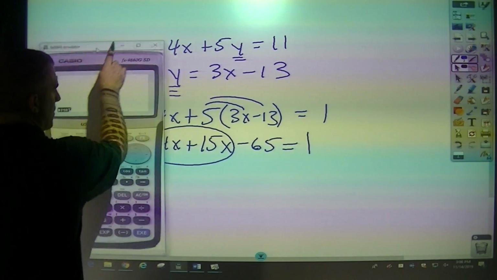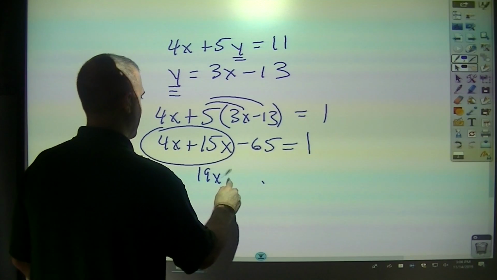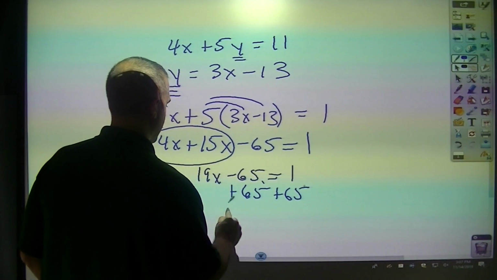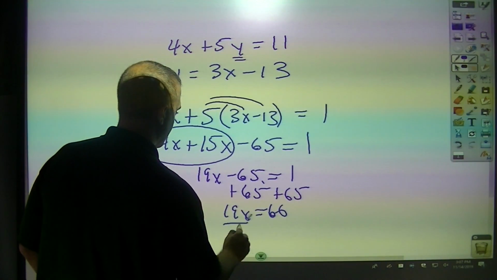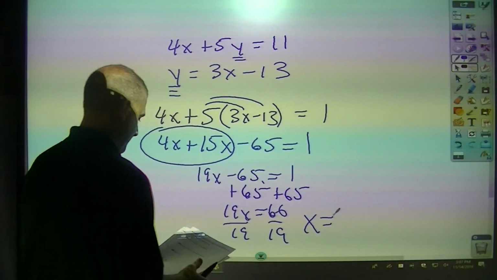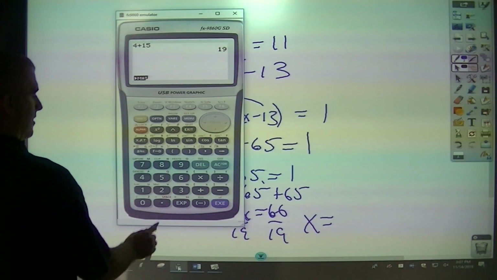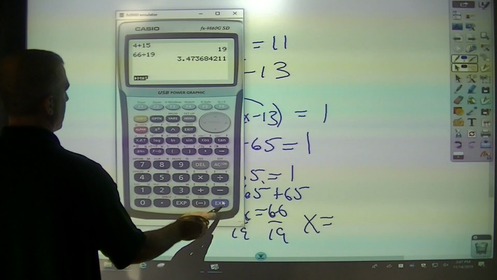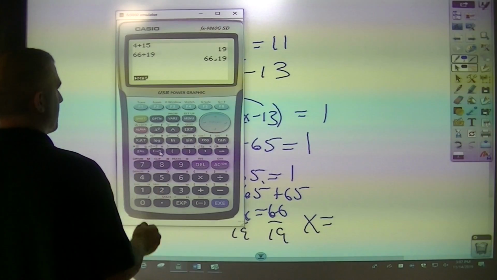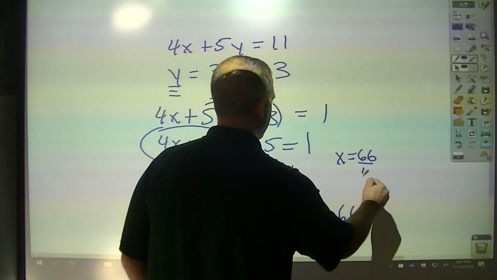Okay. So my like terms here are 4x and 15x. So that's 19x minus 65 equals 11. I add 65 to this side. So I got 19x equals 66. Divide by 19. I got x equals 66 divided by 19, which ends up being a crazy decimal here, so I want to use the fraction, 66 over 19. So x is 66 over 19.